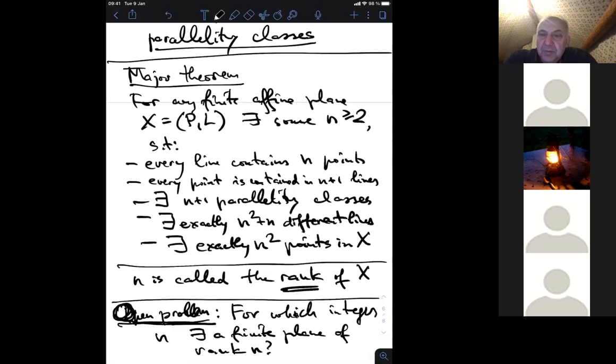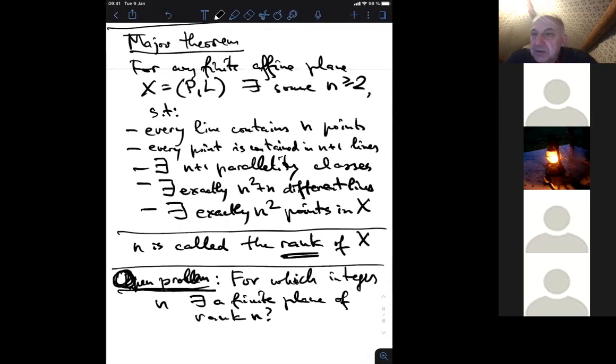So we know that for n which is a prime number, or a power of a prime, such planes exist. The first non-trivial number which is not a power of a prime is 6. So 2 is a prime, 3 is a prime, 4 is 2 squared, a power of a prime, 5 is a prime, and 6 is the first number which is not like this. And for 6, it is impossible.